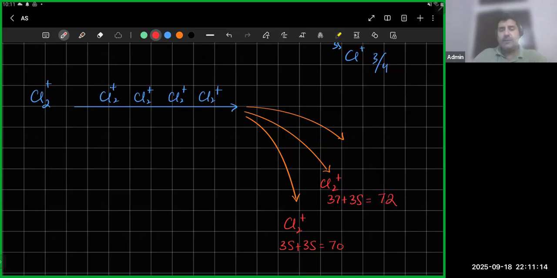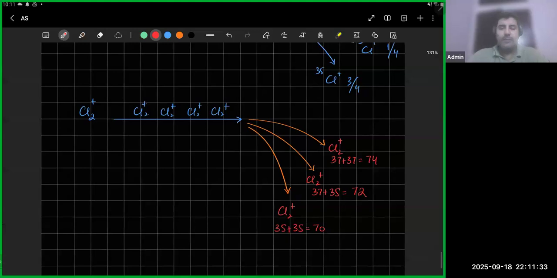And then there's going to be a particle of Cl2 plus which would be very heavy. And that's going to be made up of two Cl atoms. Both of them are going to be 37, and that will have a mass of 74. यानी तीन different masses होंगी Cl2 plus. It's either going to have a mass of 74, or 72, or 70. Is this clear?